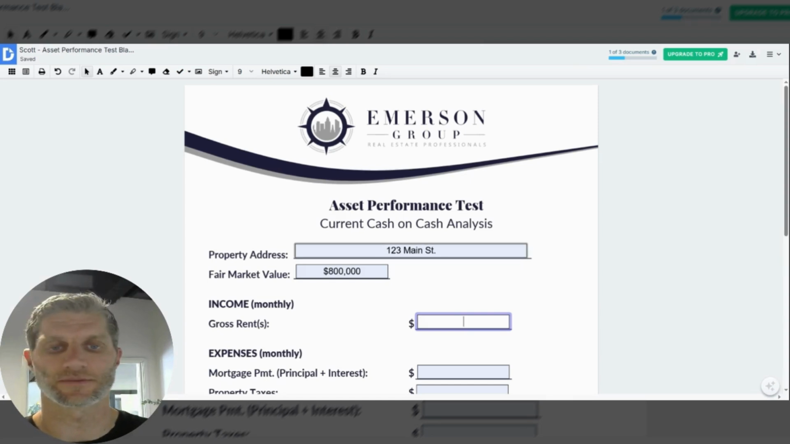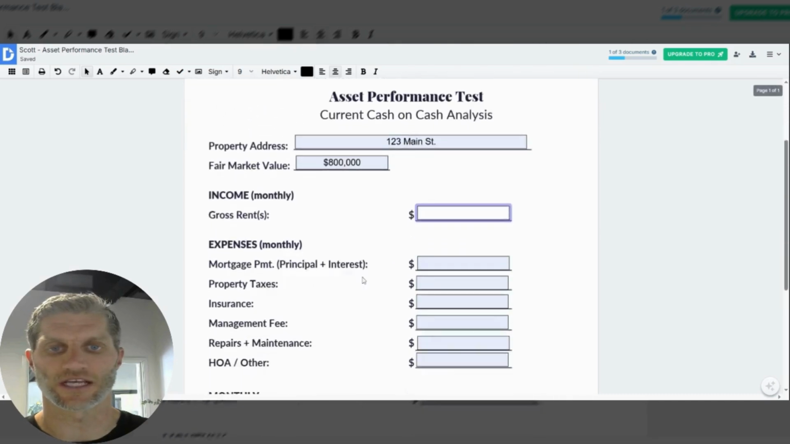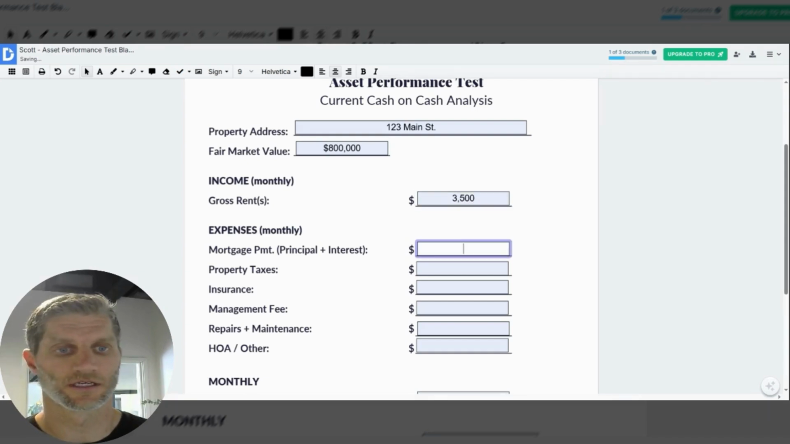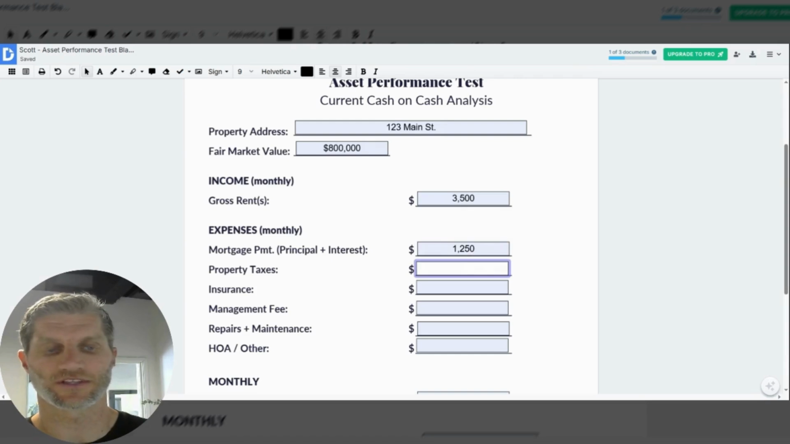So we've got an address, 123 Main Street. Say the fair market value is $800,000. We're going to go ahead and say that the property is currently bringing in $3,500 a month. Let's assume that the principal and interest on that mortgage payment is $1,250. We'll go with $500 in property taxes. This is on a monthly basis. For insurance, we're going to go with, call it $250. Management fee, a 10% management fee, which is on the higher end, would be $350 a month.